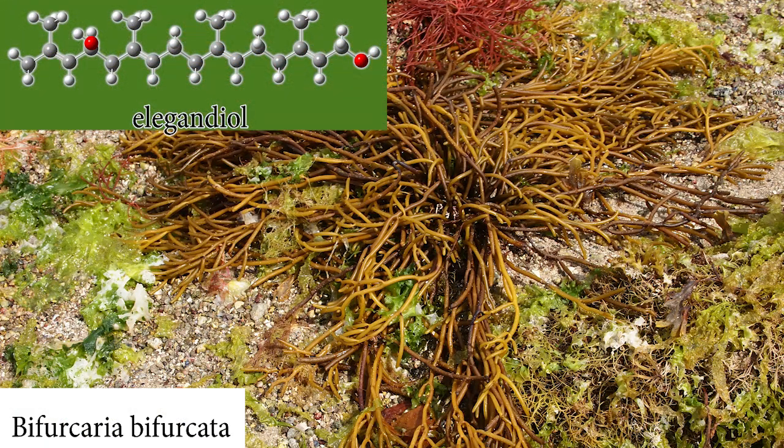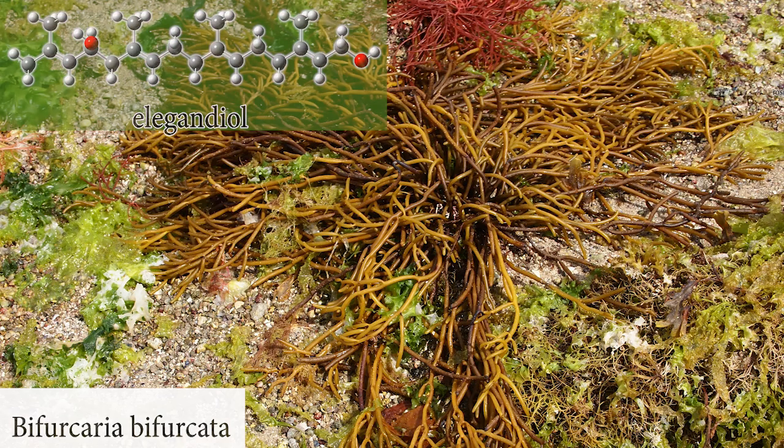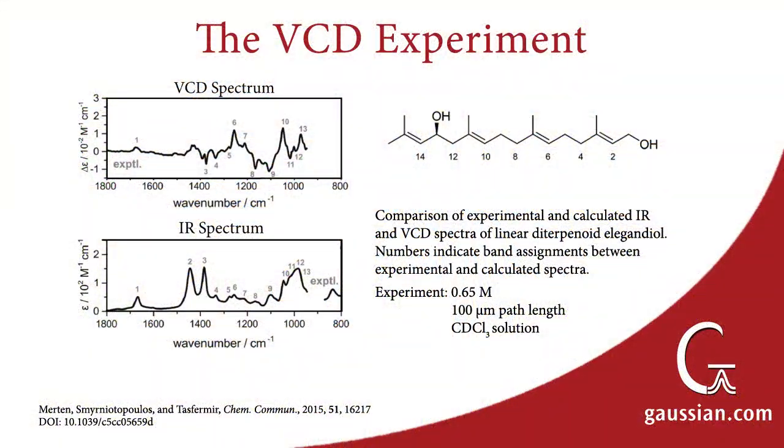In this demonstration, we will be studying the linear diterpenoid elegandyle. Diterpenoids are uncommon in nature due to their olefinic bonds being prone to carbocation olefin cyclization. However, elegandyle and other diterpenoid compounds are found in Bifurcaria bifurcata, a brown seaweed native to the shores of the North Atlantic Ocean. We want to predict the VCD spectrum for elegandyle.